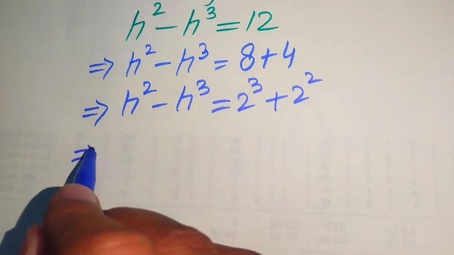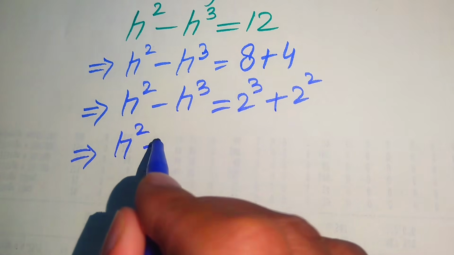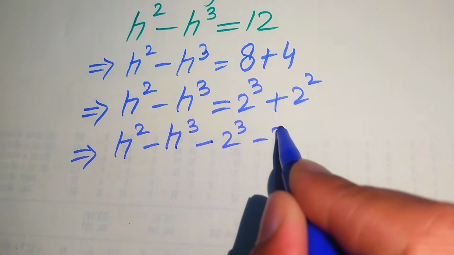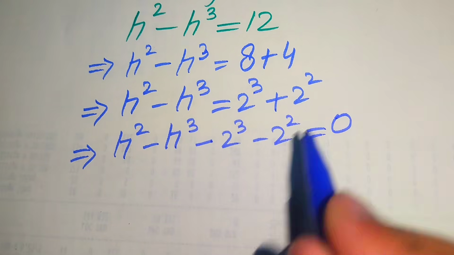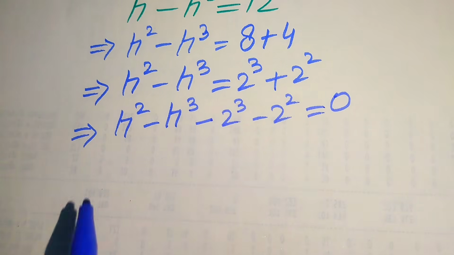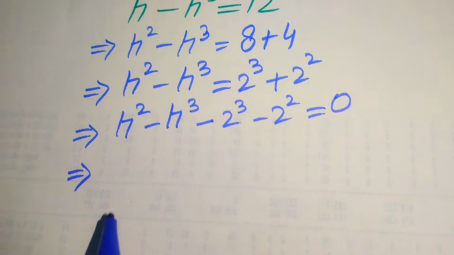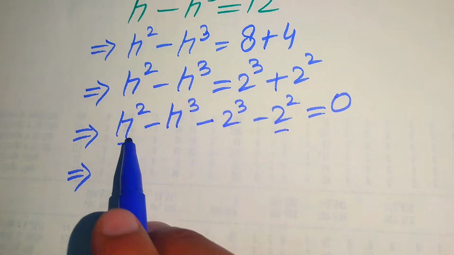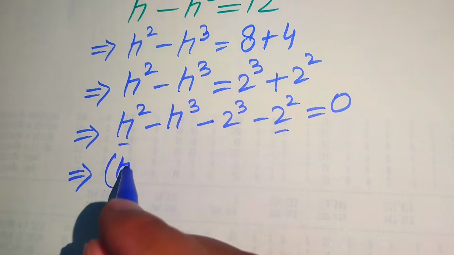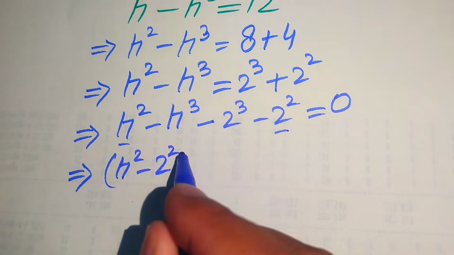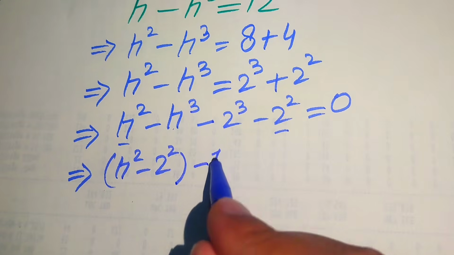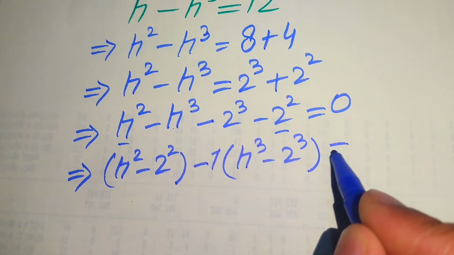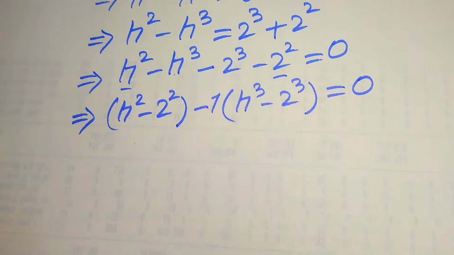And now in the next step we move all the terms from the right hand side to the left hand side, and it will be written as h square minus h cubed minus 2 cubed minus 2 square, and this whole equation is equal to 0. Further we combine first the square terms. We have h square minus 2 square, and we take a common minus sign from here, and the remaining is h cubed minus 2 cubed, and this whole equation is equal to 0.